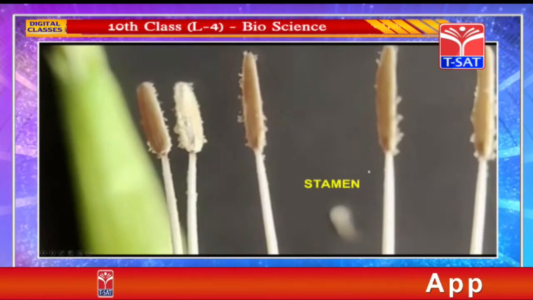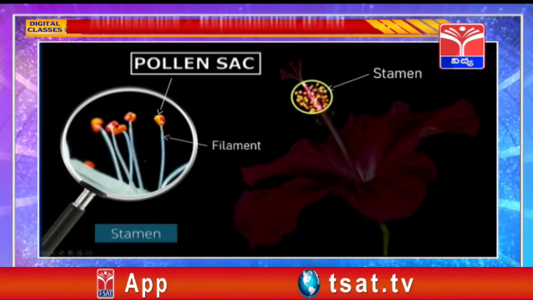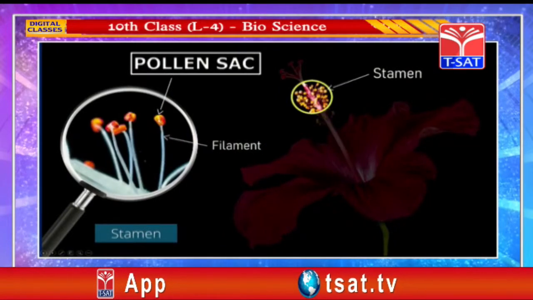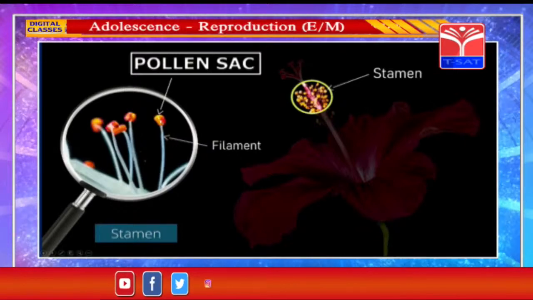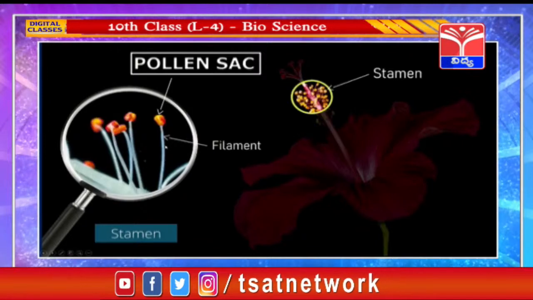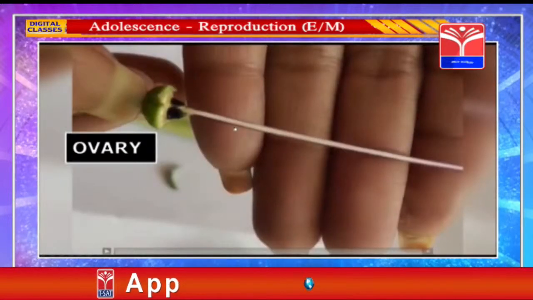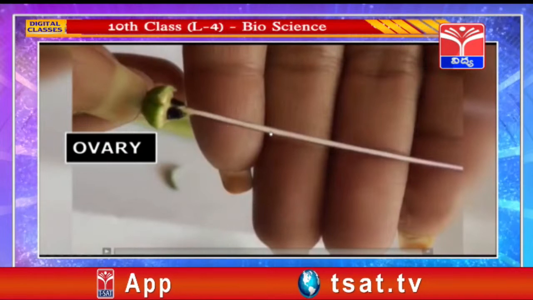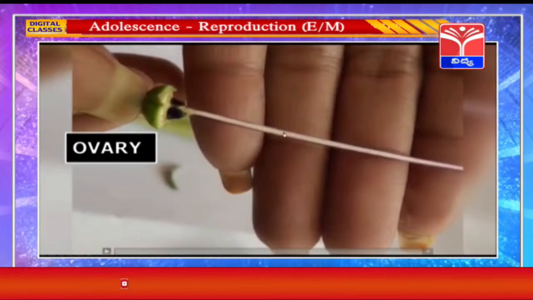In the stamen there are two parts. This is the filament and this is the pollen sac. This pollen sac produces pollen grains. Pollen grains are the male gametes, hence this third whorl, the stamens, is called androecium. And this is the fourth whorl, the innermost whorl of the flower, which is called the pistil.